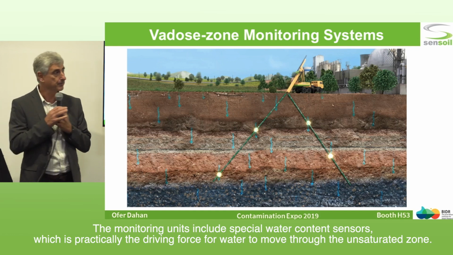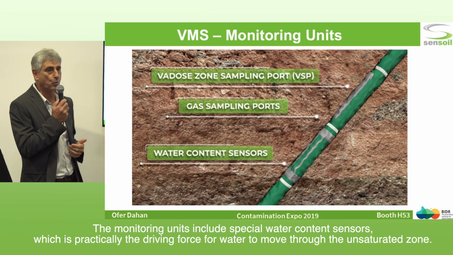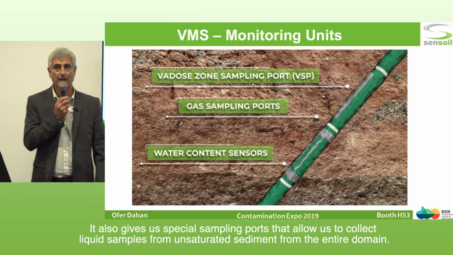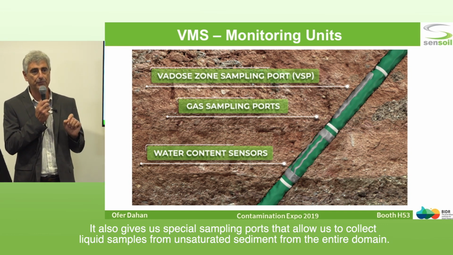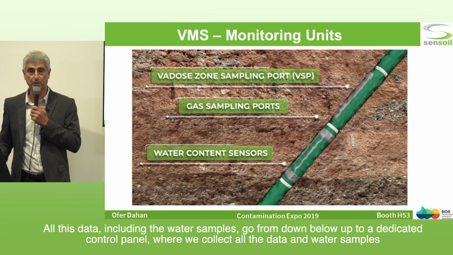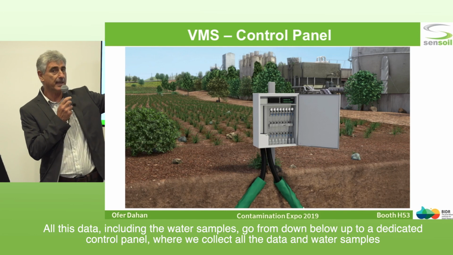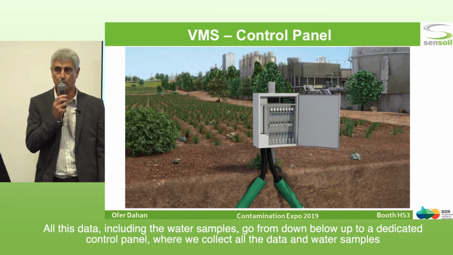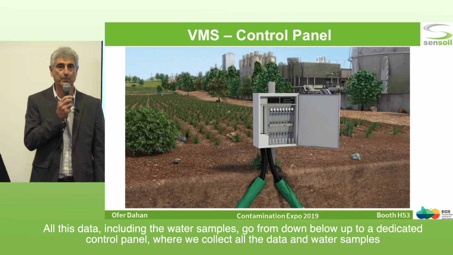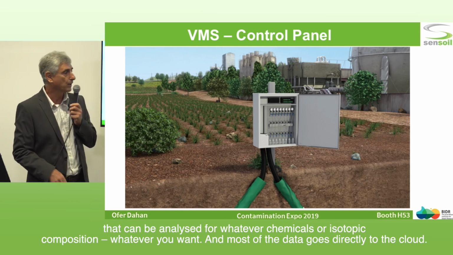The monitoring units include special water content sensors, which is practically the driving force for water to move in the unsaturated zone, but also special sampling pods that allow us to collect liquid samples from unsaturated sediment from the entire domain. All this data, including the water samples, goes from down there to a dedicated control panel. In this dedicated control panel, we collect all the important data, but also water samples that can be analyzed for whatever chemical you're interested in, isotopic composition or whatever you want to do.